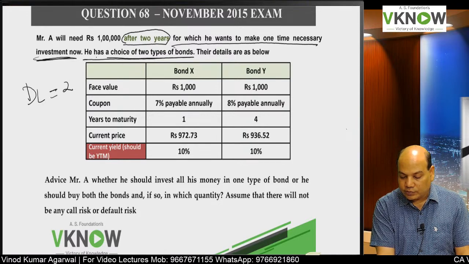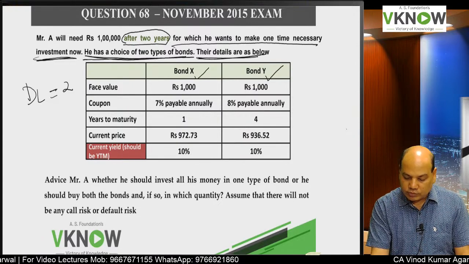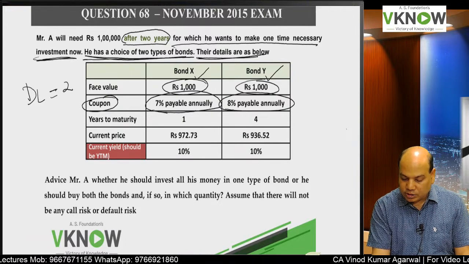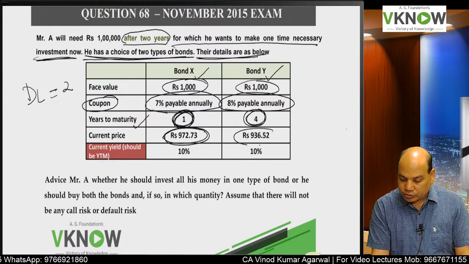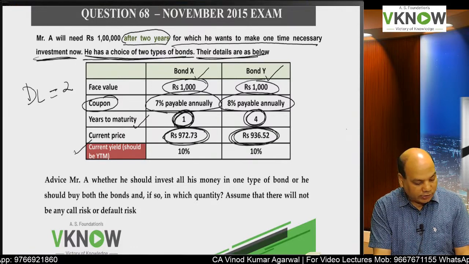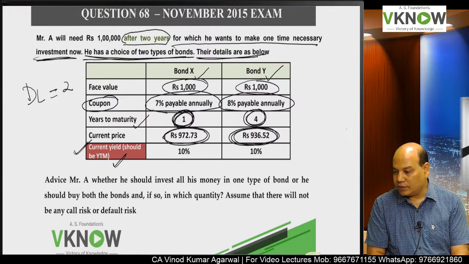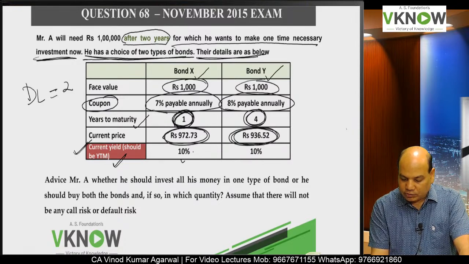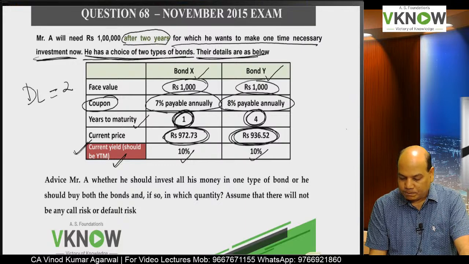He has a choice of 2 types of bonds. Their details are as follows: bond X, bond Y, face value, coupon rate 7% payable annually, 8% payable annually, years to maturity. This is a 1 year maturity bond, this is a 4 year maturity bond. Then the current market price is also given, and the current yield is written here. Actually they should have written YTM here, because current yield has a different meaning and YTM has a different meaning. Anyway, we will treat it as a discount rate to calculate the duration of the bond.